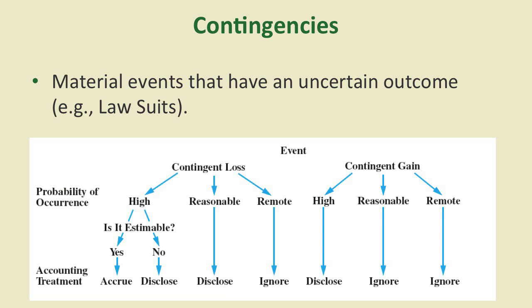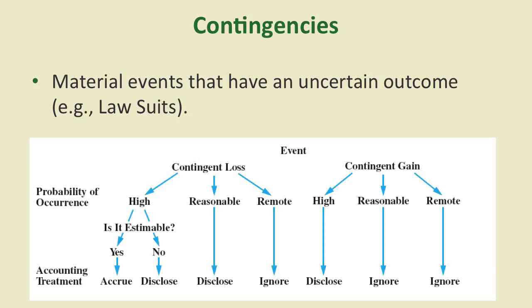First of all, contingencies. Contingencies means those material events that have an uncertain outcome, which means that it will be realized in the future. However, right now, we don't know yet. For example, lawsuits. We have 2 types of contingencies: contingent loss, which is bad; contingent gain, which is good. However, you can see that the accounting disclosure for these 2 types of contingencies are different.